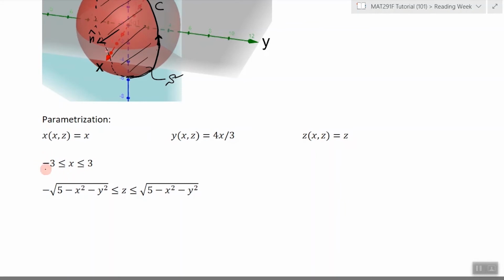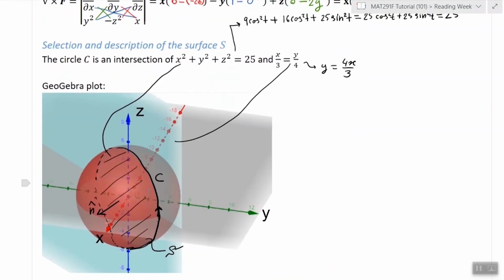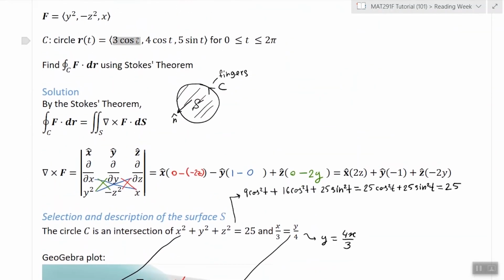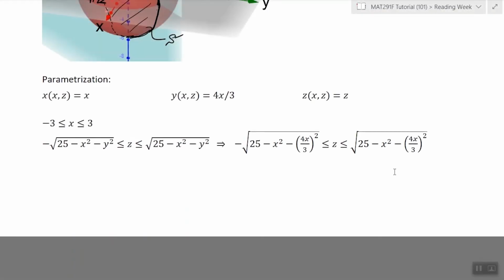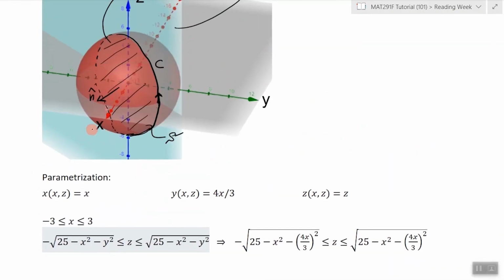The bounds for x would be between -3 and 3. The reason I say this is because when I look here, when t varies from 0 to 2 pi, x changes positive and negative, and it goes between -3 and 3. Now let's get the bounds for z. You'll notice this stuff here just changed because I actually had a mistake there. Now hopefully it's fixed.